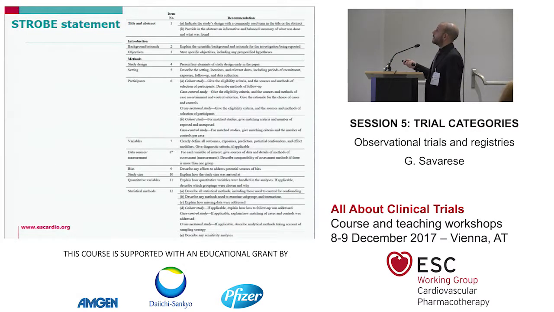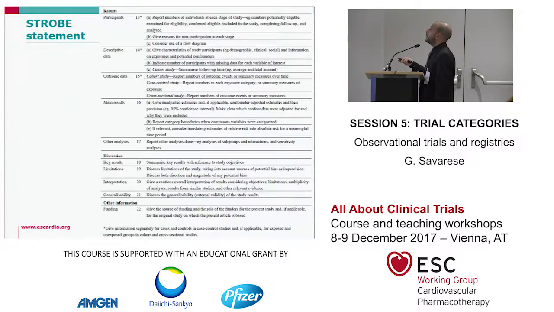And this is the STROBE statement. And so if you want to perform a registry-based study, this kind of flowchart helps you to understand which factors should be described in your paper.